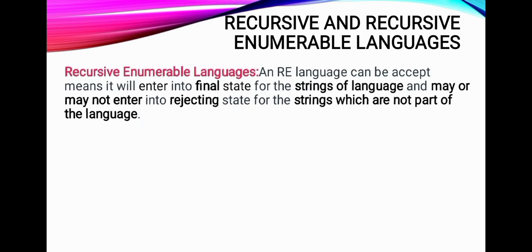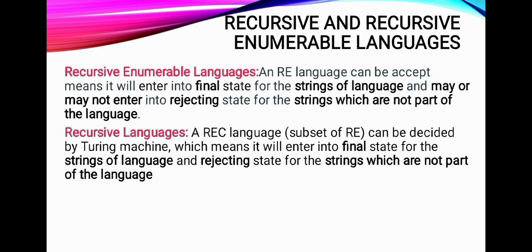We have another theorem to discuss. Before going to that section, we should clearly know about recursive and recursively enumerable languages. Recursively enumerable languages: an RE language can be accepted, which means it will enter into a final state for the strings of the language and may or may not enter into a rejecting state for the strings which are not part of the language. It means the Turing machine can loop forever for the strings which are not a part of the language.